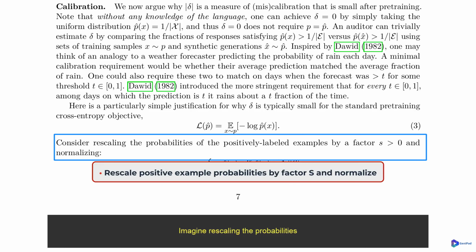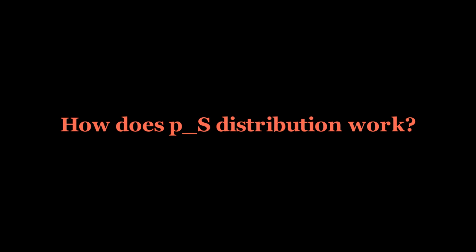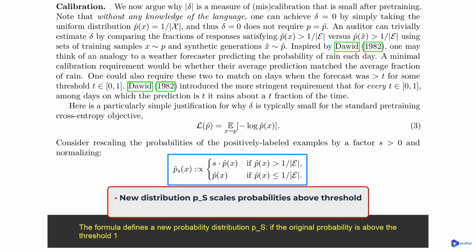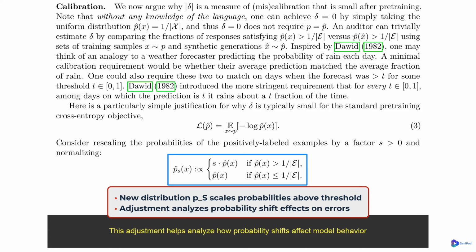Imagine rescaling the probabilities of positively labeled examples by a factor s greater than 0 and then normalizing them. The formula defines a new probability distribution, P_S. If the original probability is above the threshold 1 divided by the size of B, it's scaled. Otherwise, it remains unchanged. This adjustment helps analyze how probability shifts affect model behavior and errors.